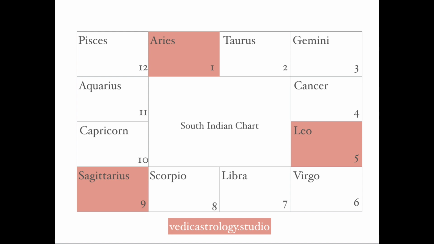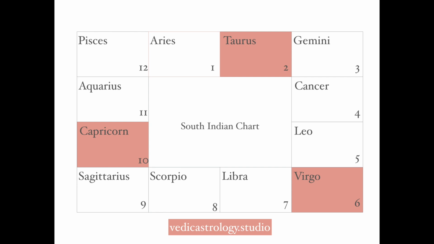So these are houses 1, 5, and 9. These are the trinal houses, and these are the fiery signs. So fiery signs are trinal. They are passionate, and they're about dharma, about having a purpose in life. So Aries, Leo, and Sagittarius are fire signs. So you automatically know if a person has a lot of planets in Sagittarius or in Leo or in Aries, this person is driven. They are fiery, they are passionate. Okay?